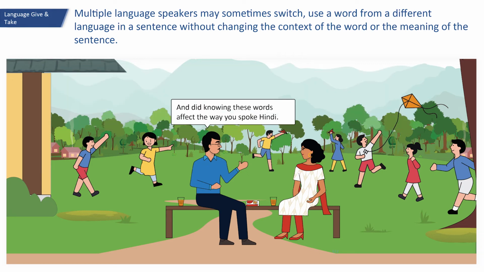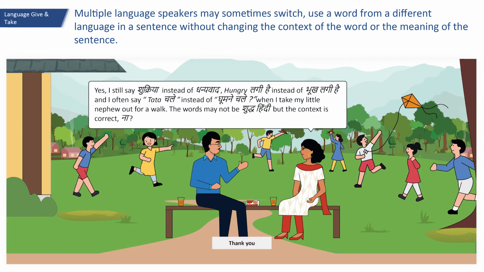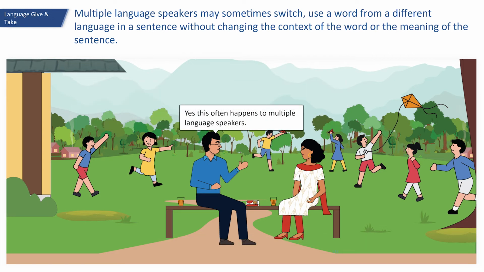And did knowing these words affect the way you spoke Hindi? Yes, I still say Shukriya instead of Dhanyavad, Hungry lagi hai instead of Bhook lagi hai, and I often say Tata chale instead of Ghumne chale when I take my little nephew out for a walk. The words may not be Shuddh Hindi, but the context is correct, na? Yes, this often happens to multiple language speakers.